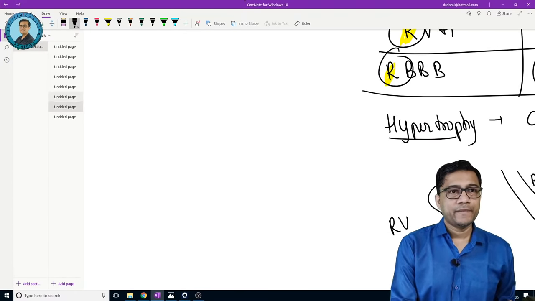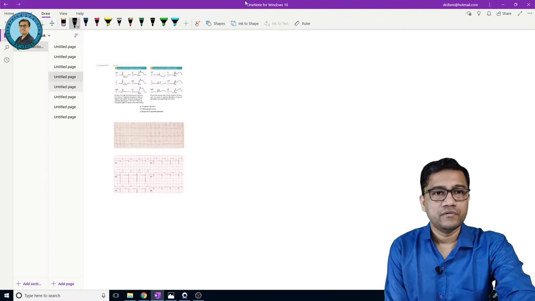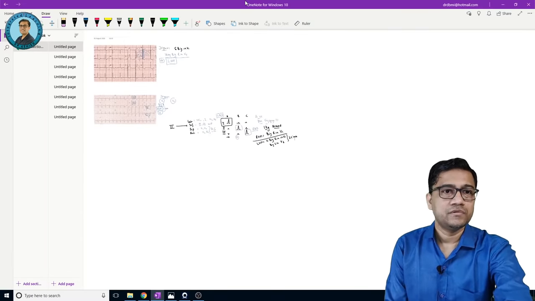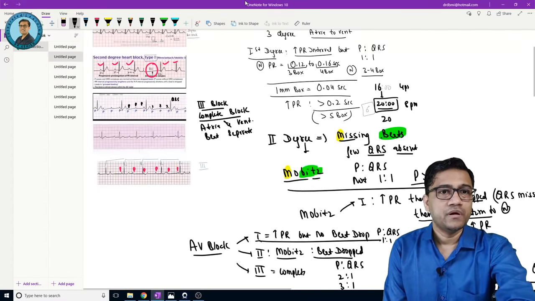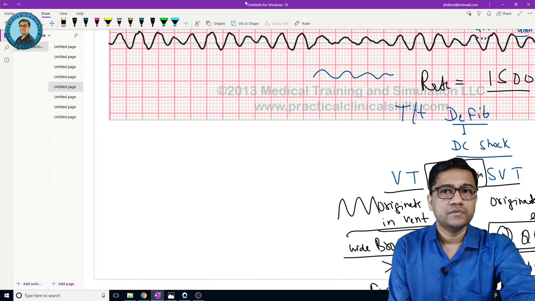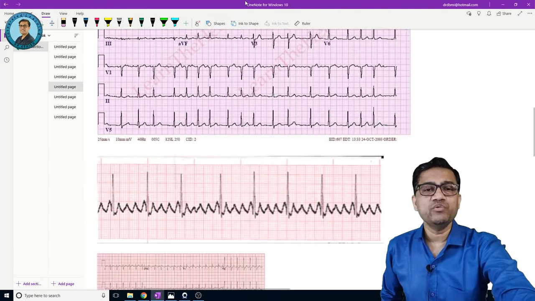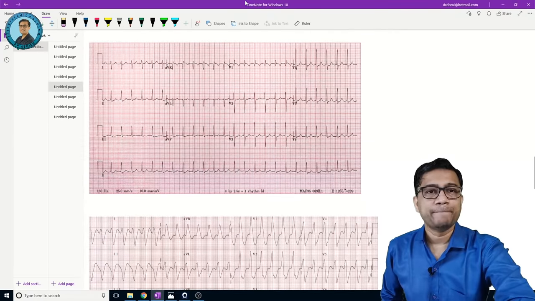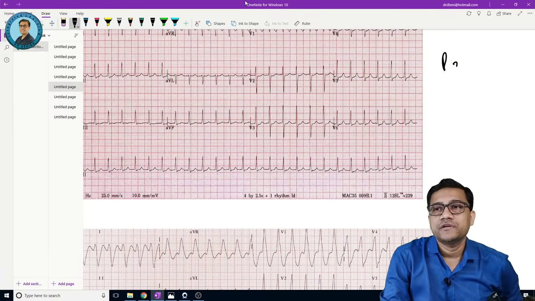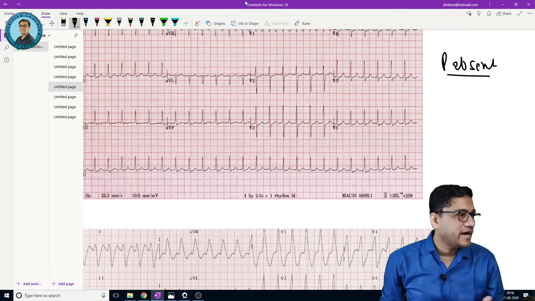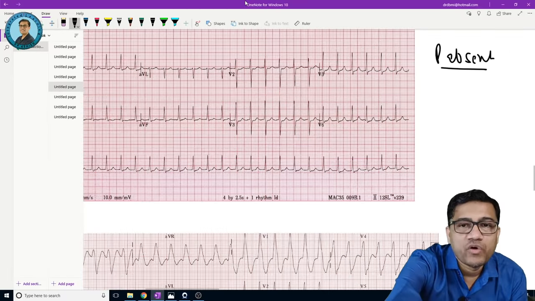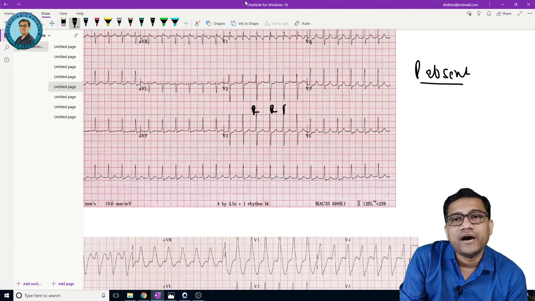So let's see them and we will finish it up. So what do you see in this case? I'll not show this. See here. First, if you pay attention, the P wave is absent. So P wave is absent. Are you clear now? And what do you see? You see that the R and R are very regularly paced.